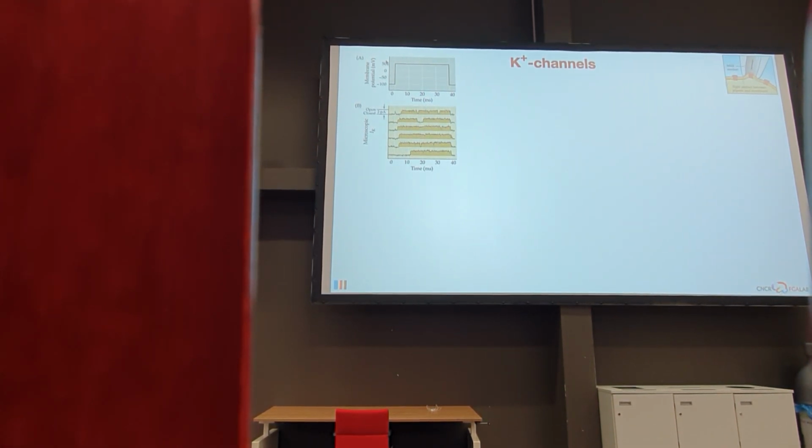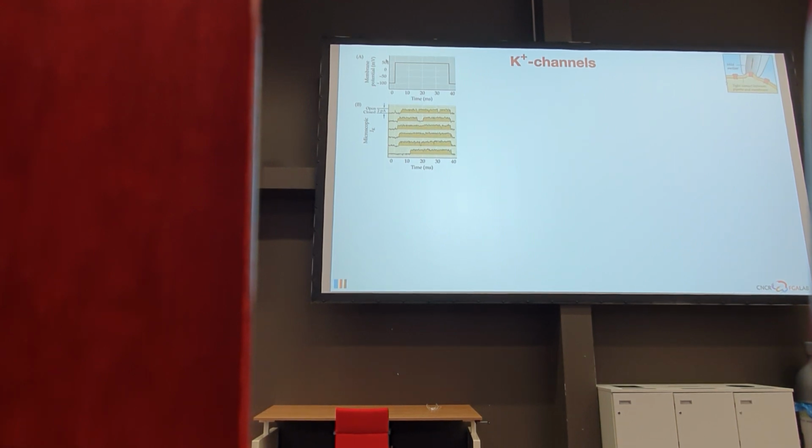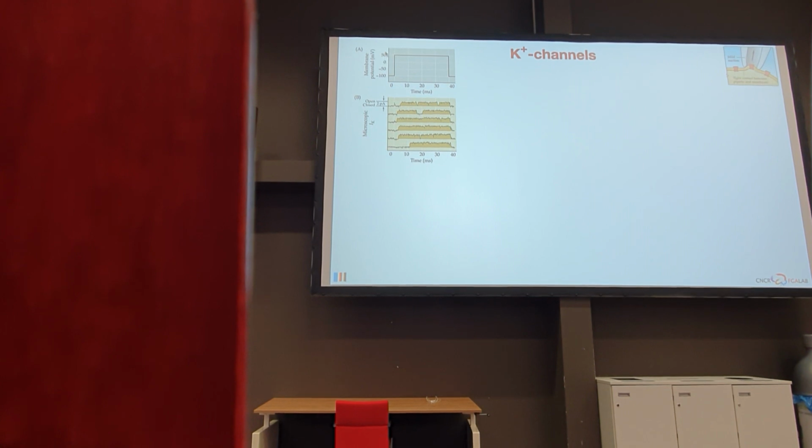Anyone? So again, this is a depolarization that we give to the cell, and then this is what we measure in the pipette. So we see these small current deviations, and this is the current that we measure.